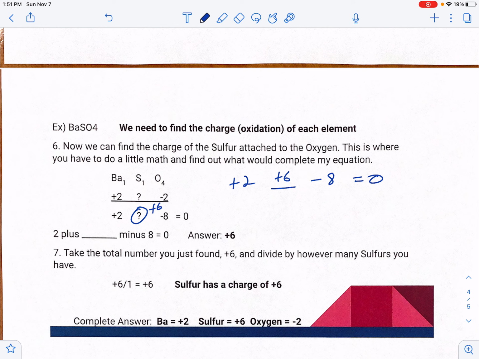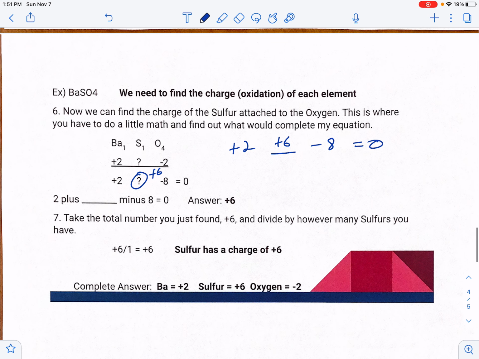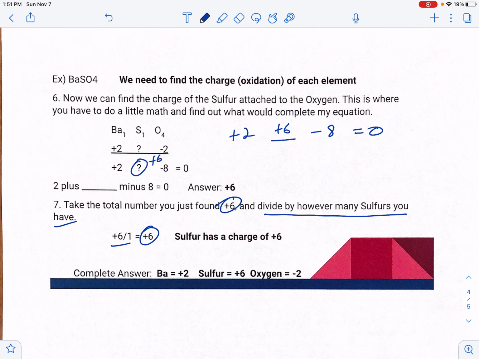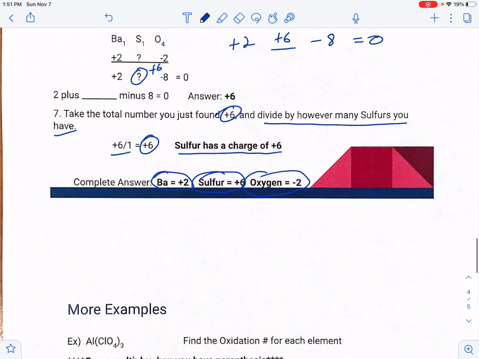Now what we can do is take that total which we just found, which is +6, and divide by however many sulfurs you have. Since I only have 1 sulfur, +6 divided by 1 means the charge of my sulfur is +6. So that's where you get to do a little bit of figuring out to see what's the missing piece. My complete answer would be barium with a charge of +2, sulfur with a charge of +6, and oxygen with a charge of -2. Now let's move on to another example.